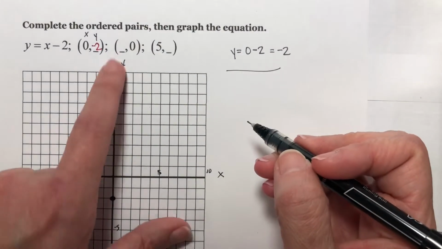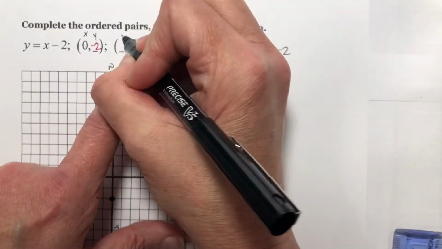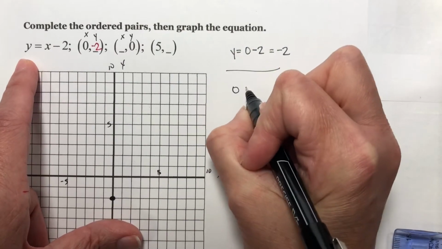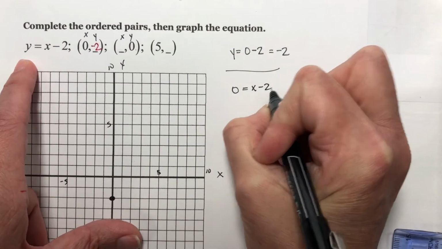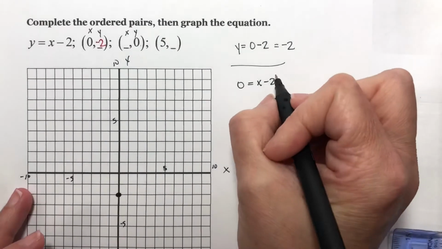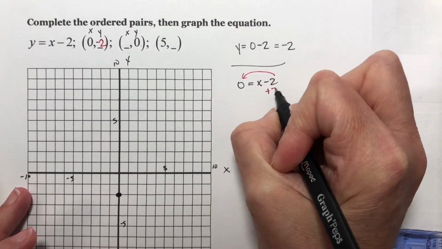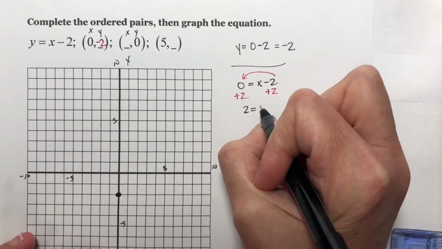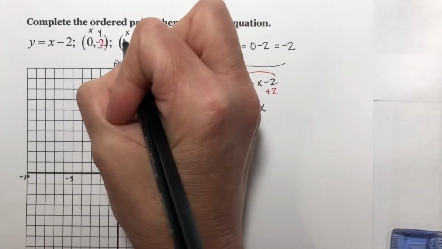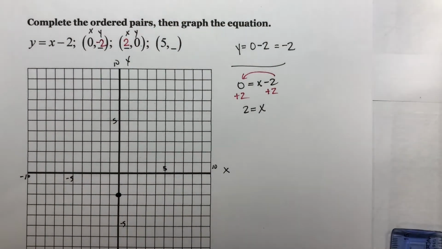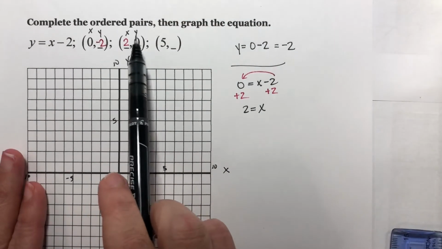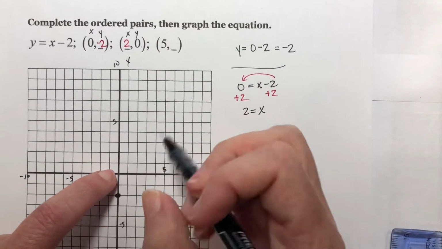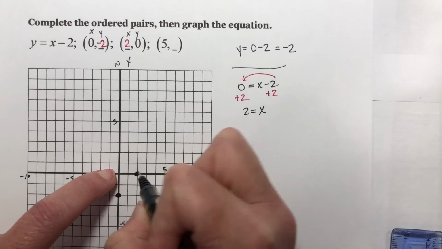Okay, so let's come back and let's try this one. This one's telling us to plug in 0 for y. So that will give me 0 is equal to x minus 2. To find x, I need to move the 2 over here, so I add 2 to both sides. To get that, 2 is equal to x. So a 2 will go in that position. Let's plot this point, 2, 0. I line up with 2 on the x-axis and 0 on the y, which gives me this point right here.